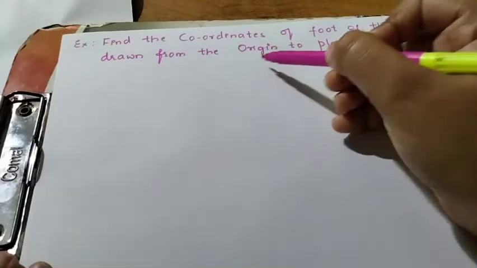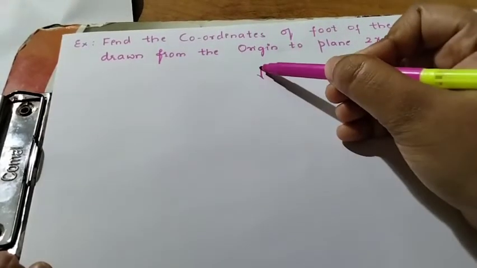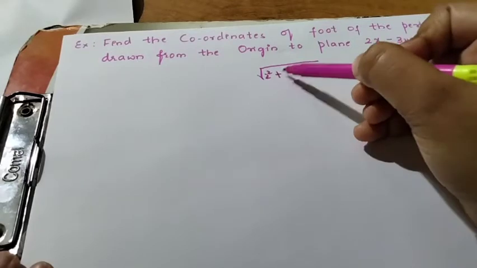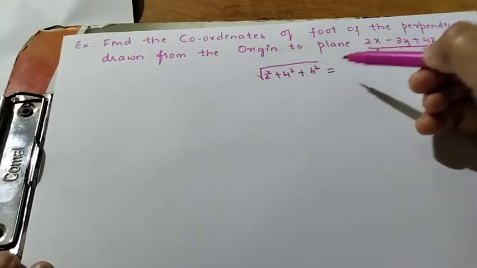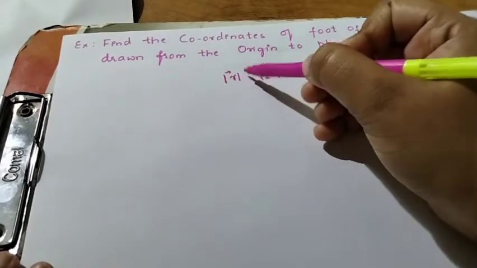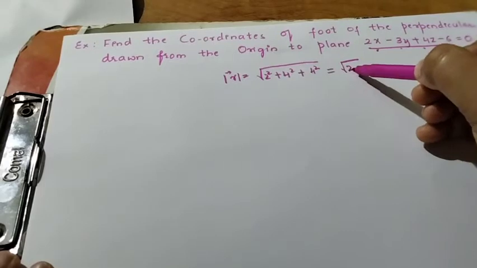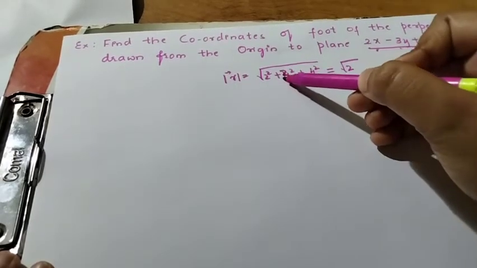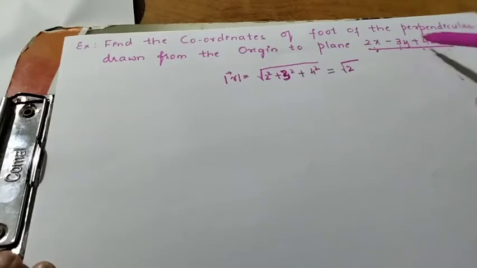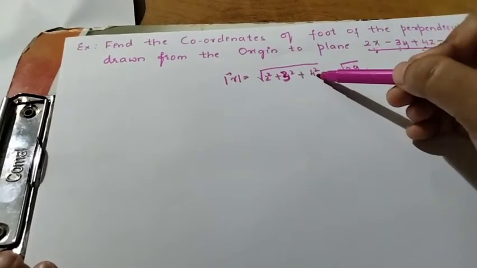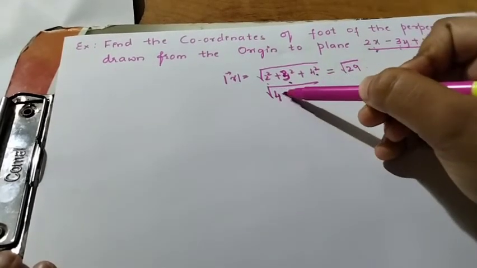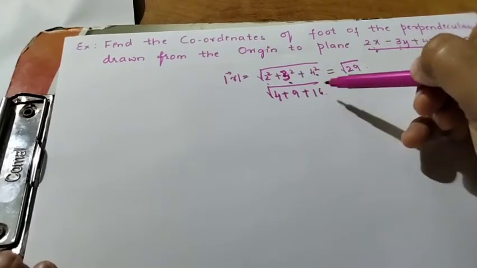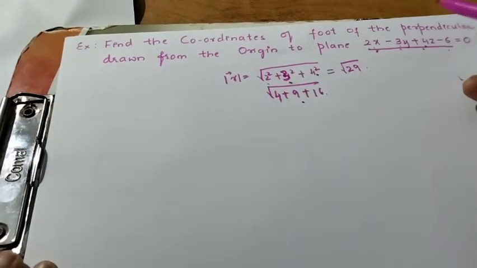If I solve this, root of 2 square plus 3 square plus 4 square, this is the modulus of r that we have taken. This will be equal to root of 2 square plus 3 square plus 4 square, which is root of 29. 4 square is 16, 16 plus 9 is 25, 25 plus 4 is 29.